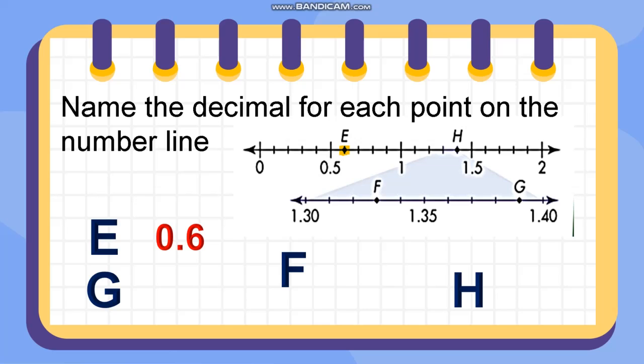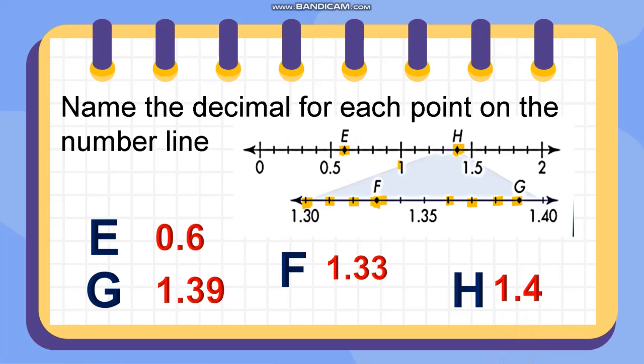Where is letter G? Letter G is this. So this is 1.40, going backward, so that is 1.39. Or you can start here, 1.35, 1.36, 1.37, 1.38, so 1.39. Letter F, this is your letter F. If you start at 1.30, 1.31, 1.32, so this is 1.33. Letter H, this is your letter H. So that is before 1.5. What is before 1.5? It is equivalent to 1.4.